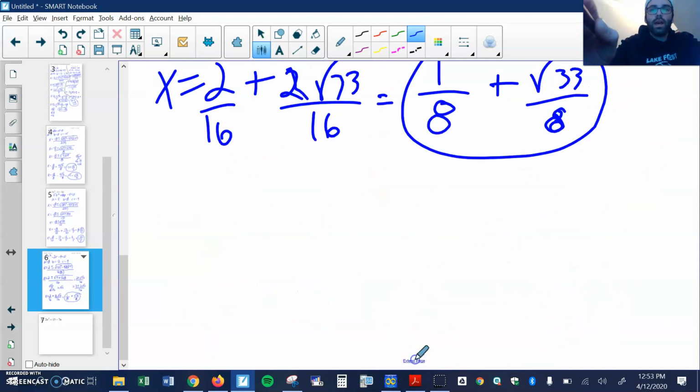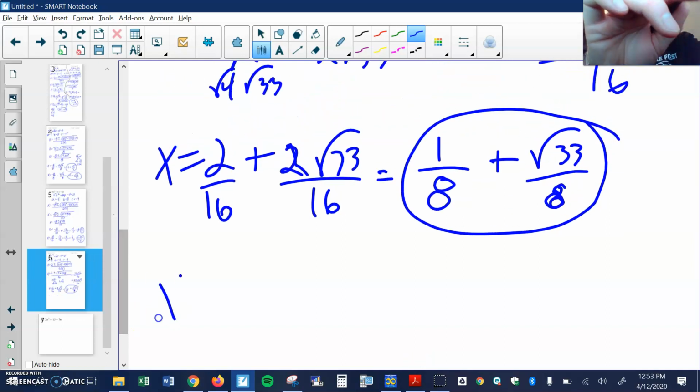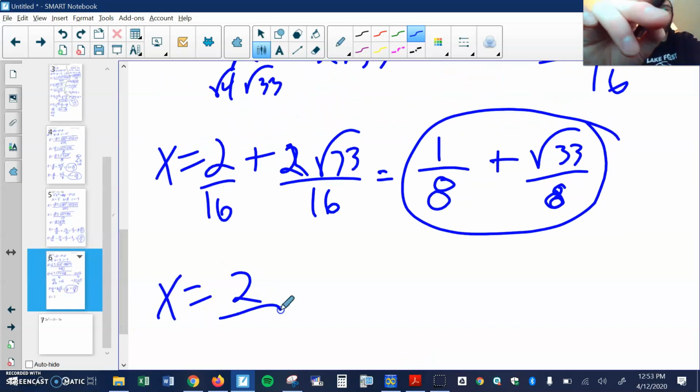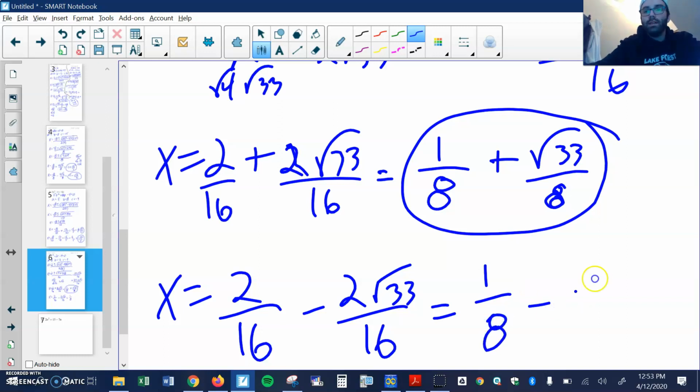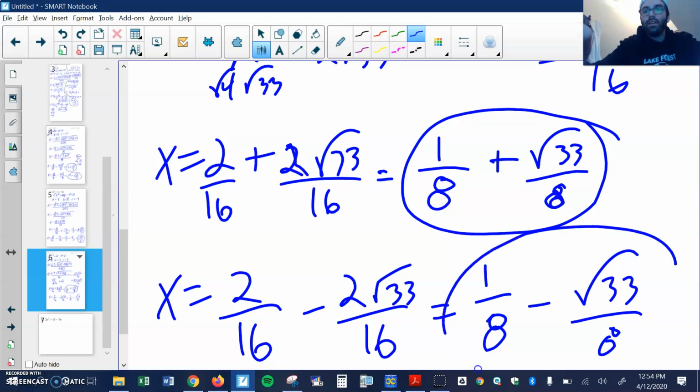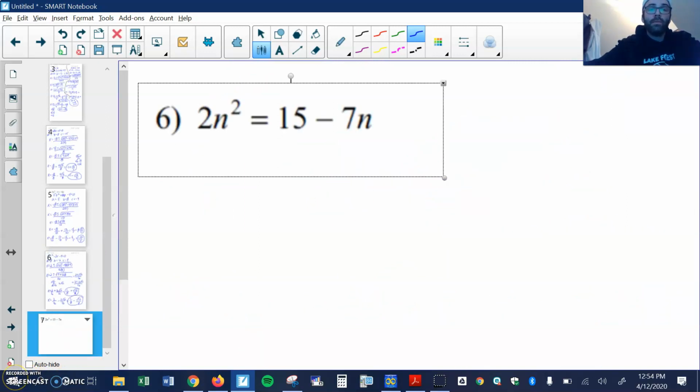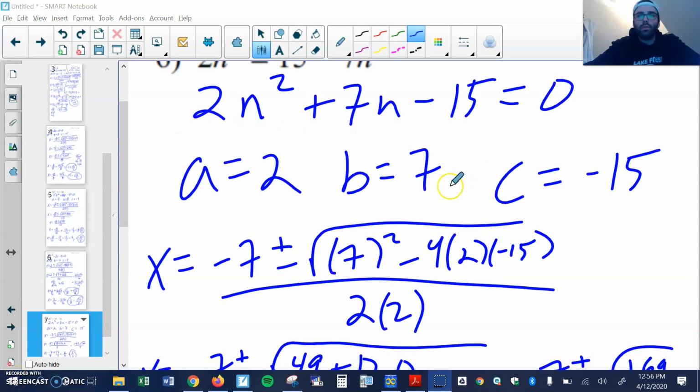And now we'll subtract. I get x equals 2 over 16 minus 2 root 33 over 16, which equals 1 over 8, and minus root 33 over 8. I don't know if I can do number 6 in 30 seconds, so I'm going to try my best. Here we go. Standard form first. All right, in 20 seconds, here we go.